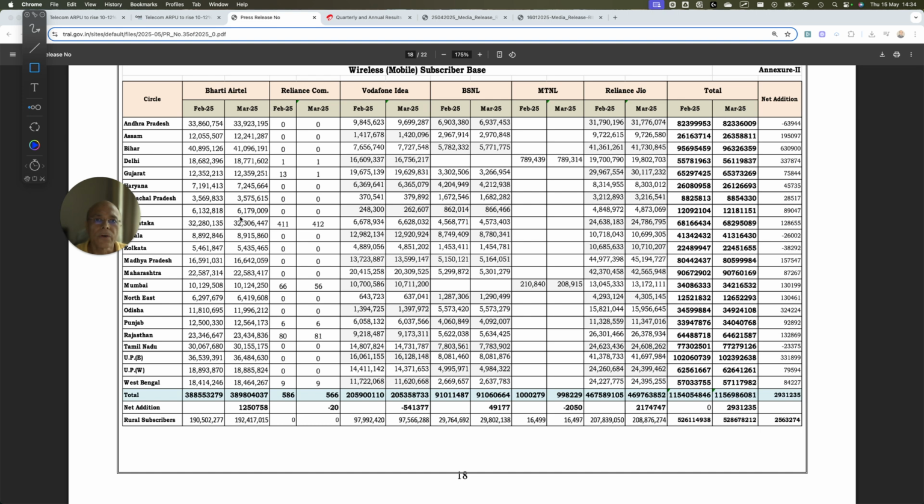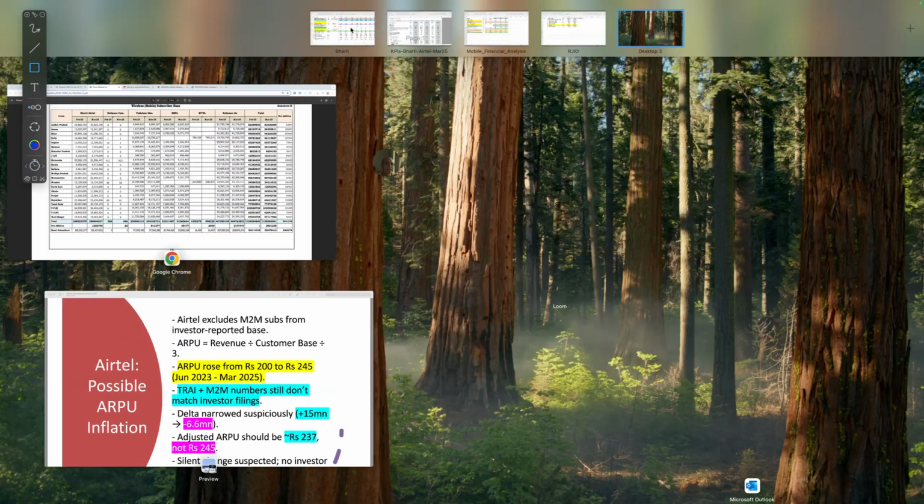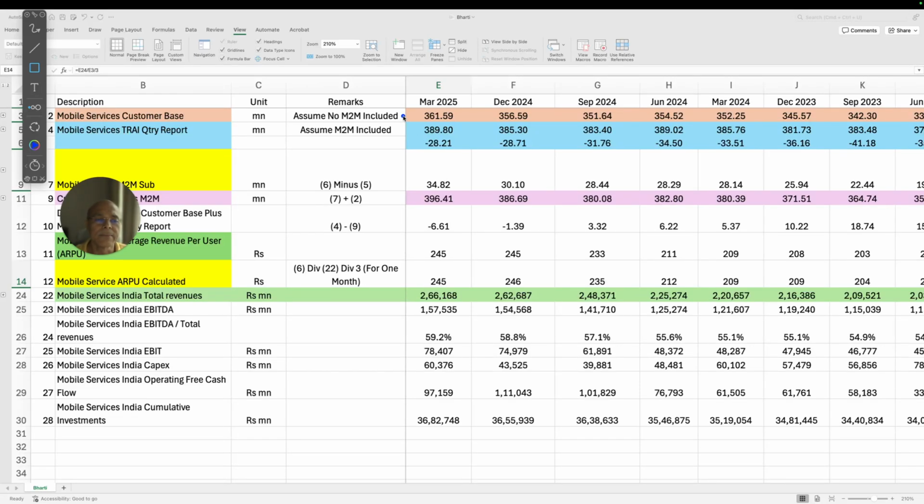Yeah. So if you see here, this is the wireless mobile subscriber, right? For February and March. I'm interested in the March number, and this number is 389.80, which Bharti Airtel has reported to TRAI. So if you go to the Excel sheet, you will find that this is the number 389.80. So I have both the numbers. One is that they have reported to the stock exchange and then they have reported to TRAI, right?